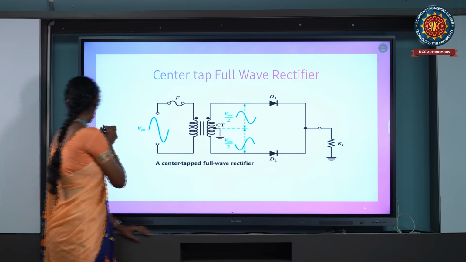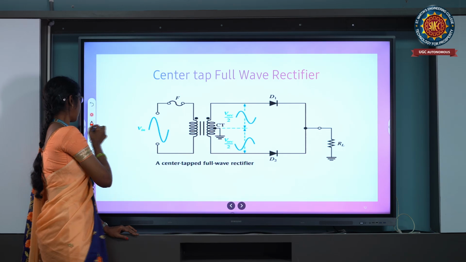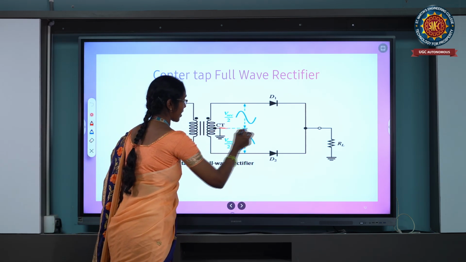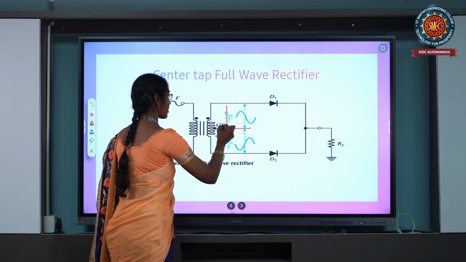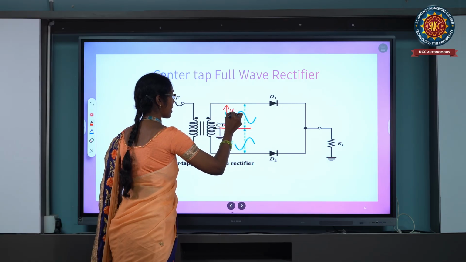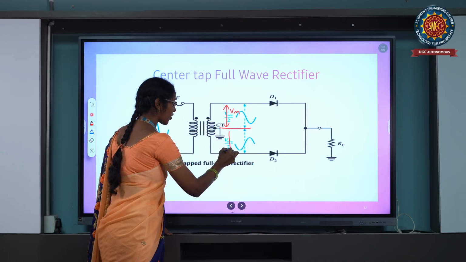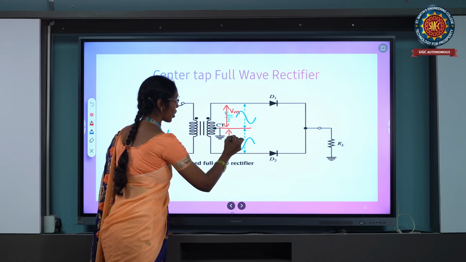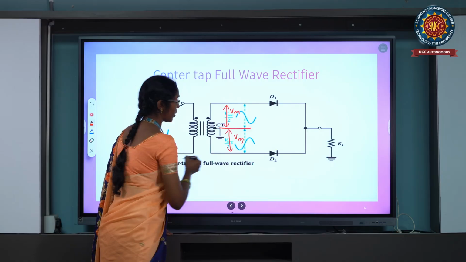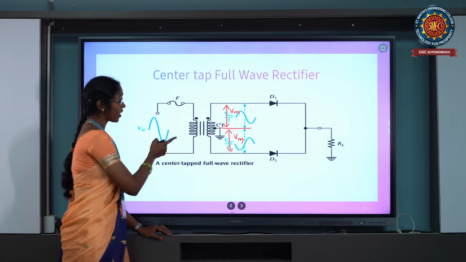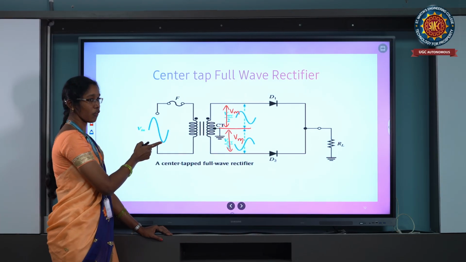Here we are using a center tapped transformer, which means the upper half of the secondary winding has a voltage of Vm, the peak voltage of the input signal, and the lower half of the secondary winding also has a voltage of Vm. So both windings have a peak voltage of Vm.